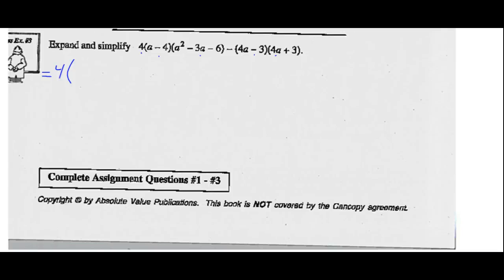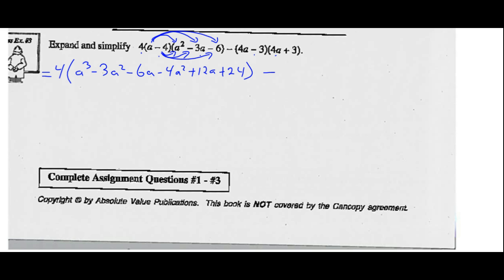And multiply the binomial by the trinomial. So a times a squared is a cubed. a times a negative 3a is a minus 3a squared. And a times a minus 6 is a minus 6a. Now multiply through by the negative 4. So negative 4 times a squared is a minus 4a squared. Negative 4 times a negative 3a is a positive 12a. And negative 4 times a negative 6 is a positive 24. So I've expanded the binomial by the trinomial.